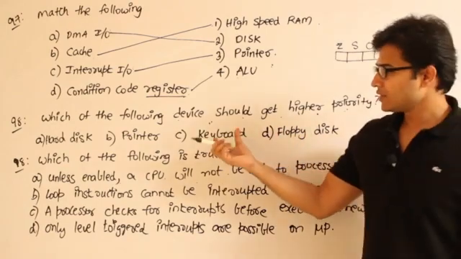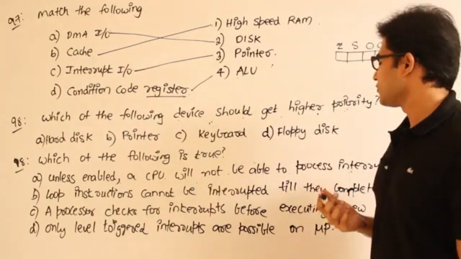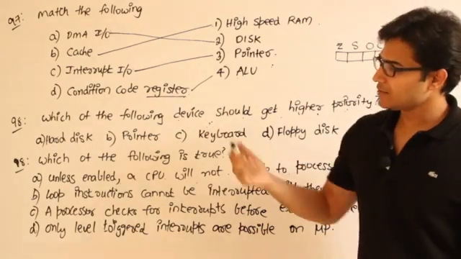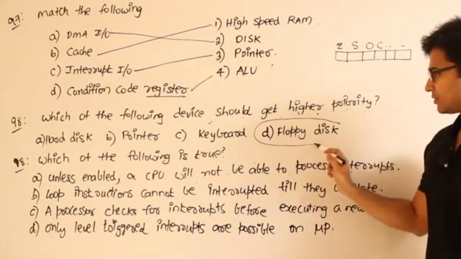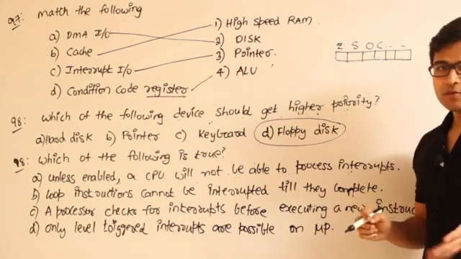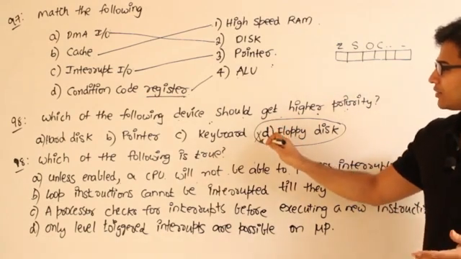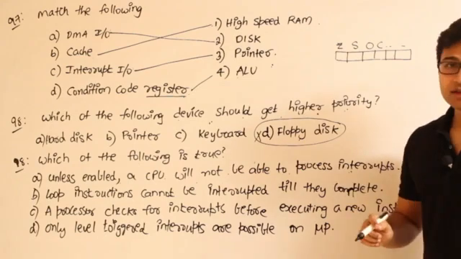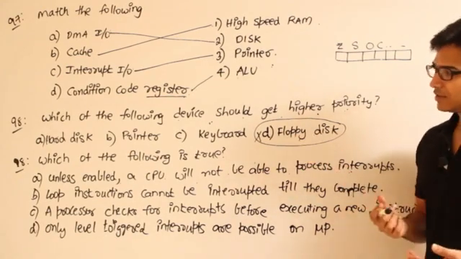Now some IO devices are given here, only IO devices: hard disk, printer, keyboard and floppy. This question was asked in 98. During that time floppy disk was in use, but now it is not being used anywhere, so no one should typically ask you anything about floppy disk in the coming years. Okay, so you can remove this option and check the remaining.